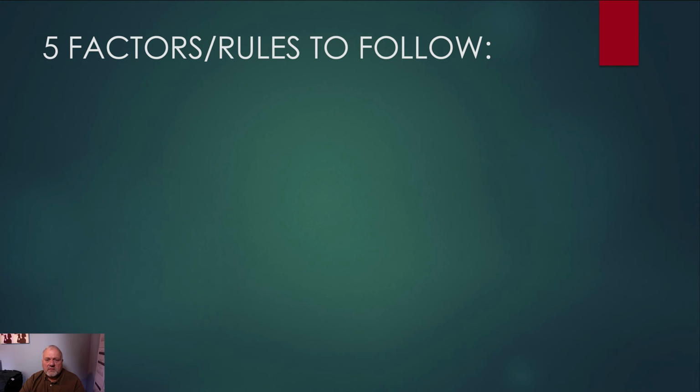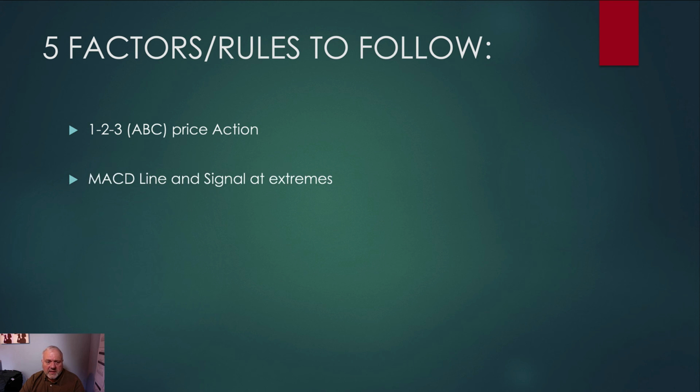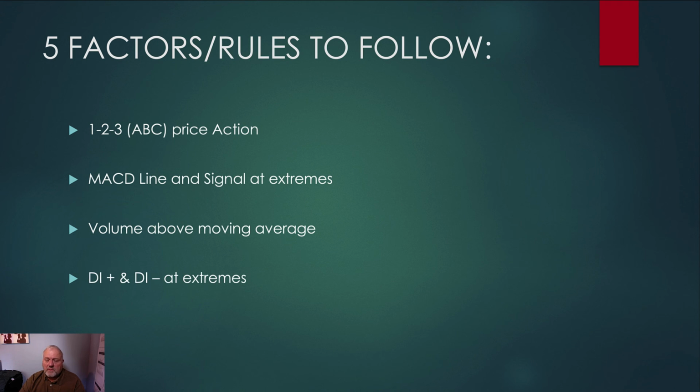Okay, so the 5 rules, did we have them on that chart? We had the price action. The MACD line and the signal line are at extremes. The volume is above the moving average. Both DIs are at extremes. The ADX line is beginning to weaken and we need to get in early here. We can't come in late, otherwise the risk to reward on your trade won't be good enough.